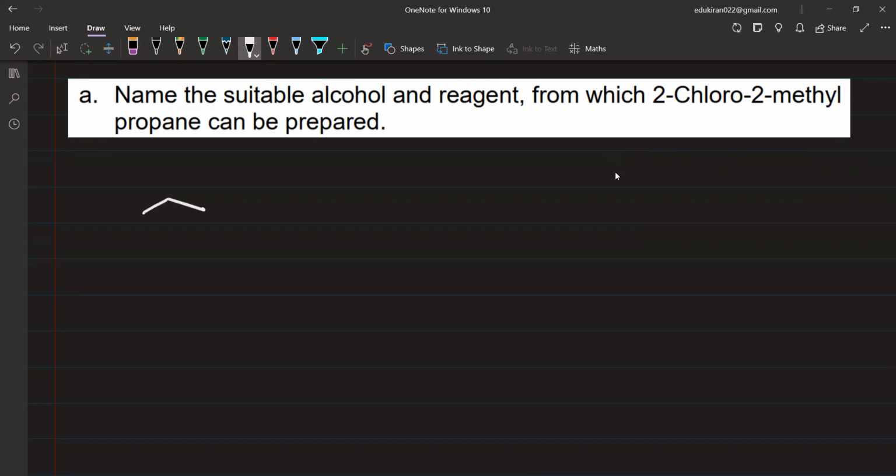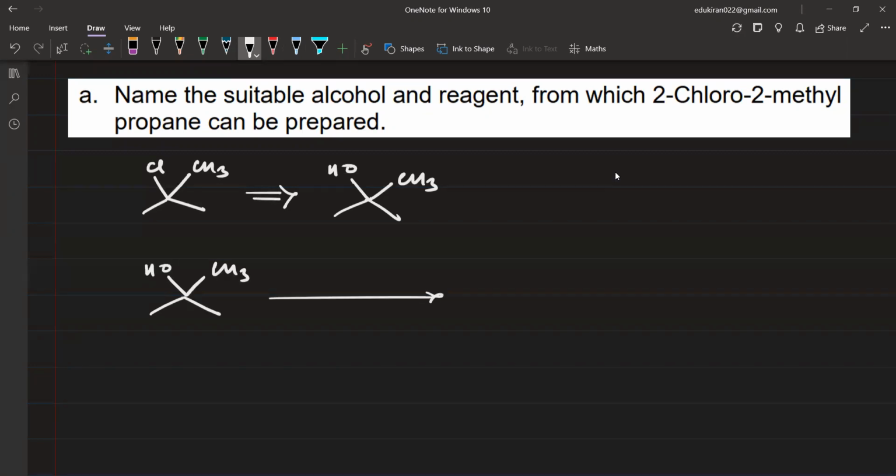This is 2-chloro-2-methyl. Okay. Now, how can we prepare? What type of alcohol should be used? Just replace this chlorine with what? This is retrosynthetic arrow. With this. And what is the reagent that you can use? You can use SOCl2, right?